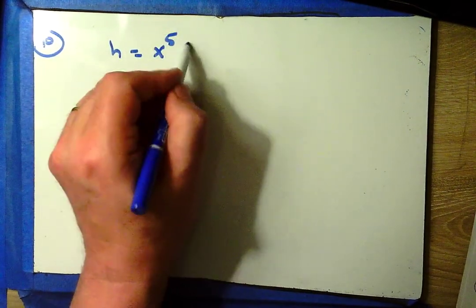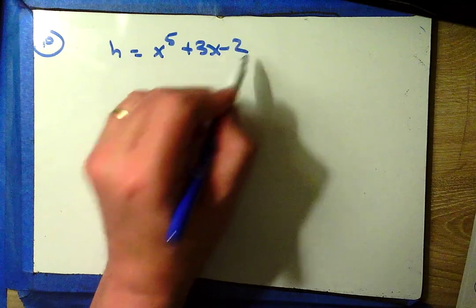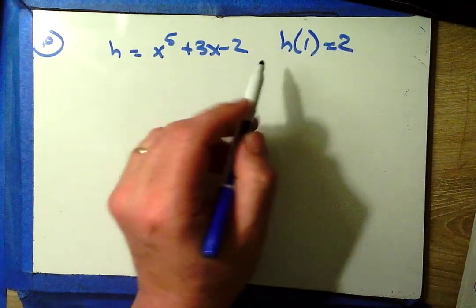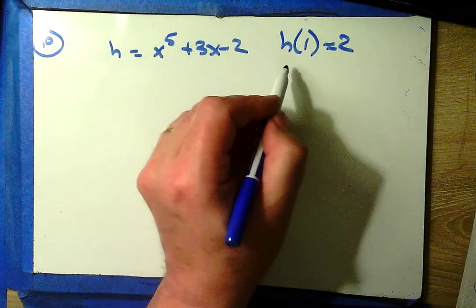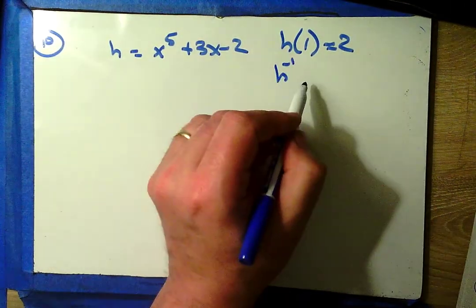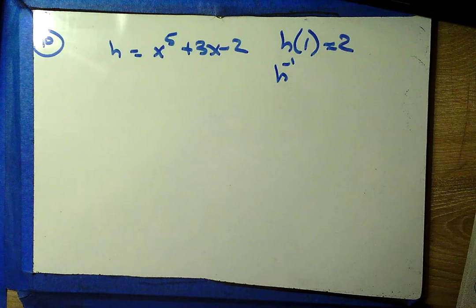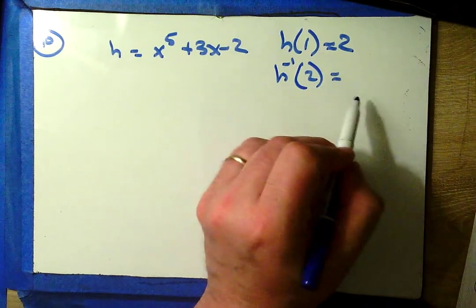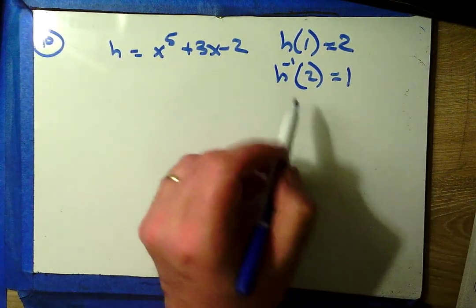Okay, let's look at 10. The function h is given by x to the 5th plus 3x minus 2. We know that h of 1 equals 2. Then they start talking about an inverse function. What is the value of h inverse prime of 2? Well, we know there exists h inverse of 2 equals 1.